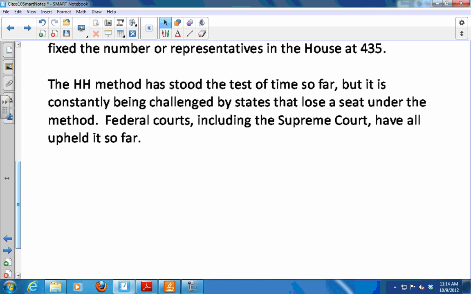So the Huntington-Hill method has stood the test of time so far. It's constantly being challenged by states that lose a seat under the method. Every 10 years, we reapportion, someone loses a seat, and the state challenges. Federal courts, including the Supreme Court, have all upheld it so far, but there are constantly lawsuits challenging the method and asserting that some other method is the correct method.